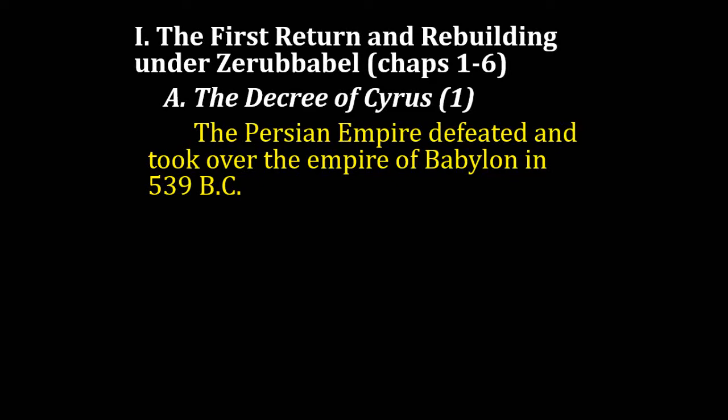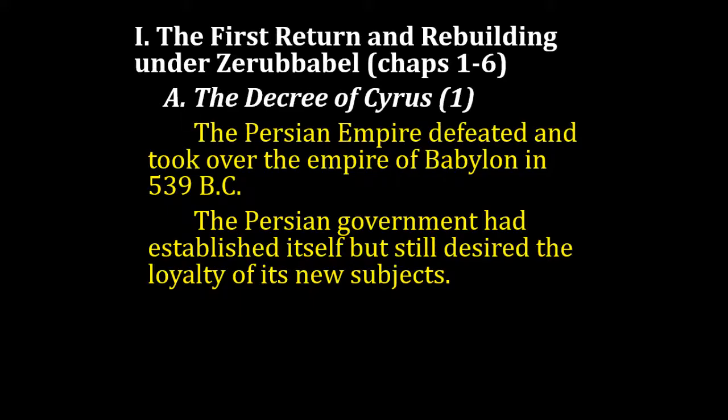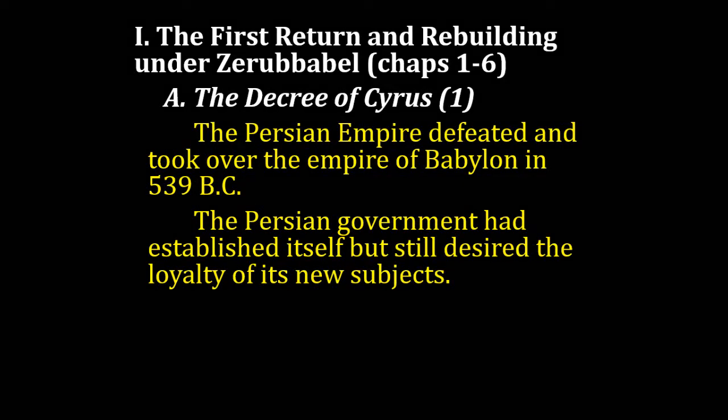It was pretty abrupt. It was really quick. And we have record of this, right? We have record of this account of the taking over of Babylon and capturing them. The Persian government had established itself but still desired loyalty of its new subjects. And so one of the things that they would do is they would allow their peoples to go back to an area, to resettle it, to establish themselves there. And they also hoped to curry the favor of their gods.